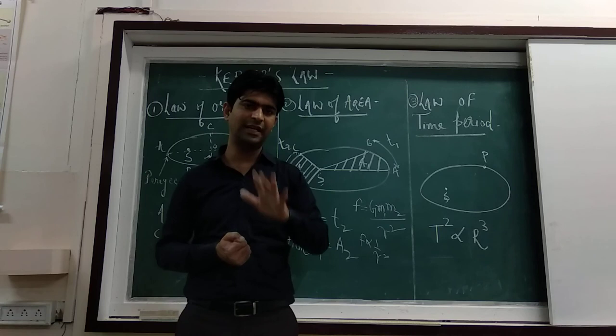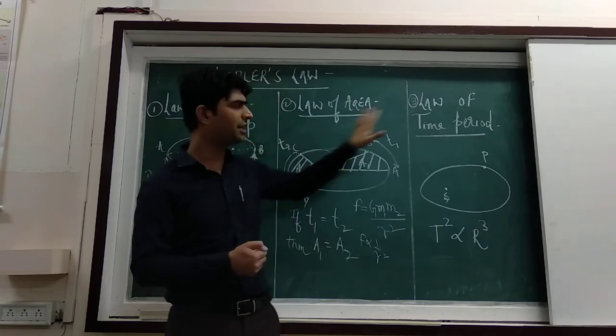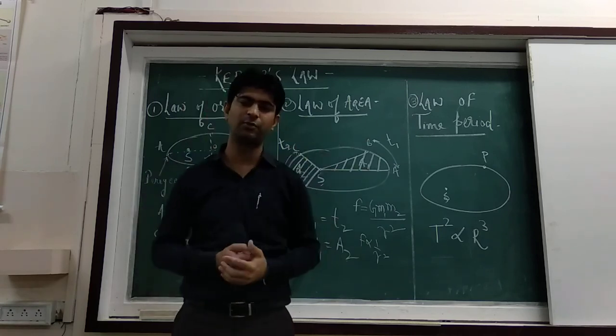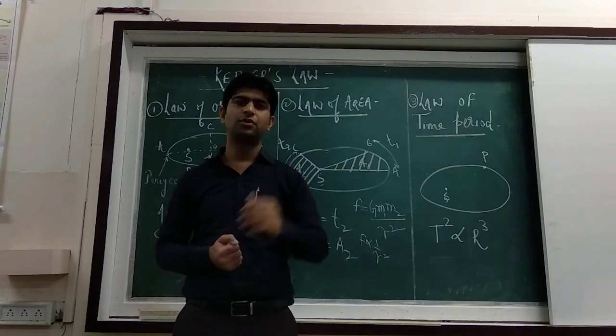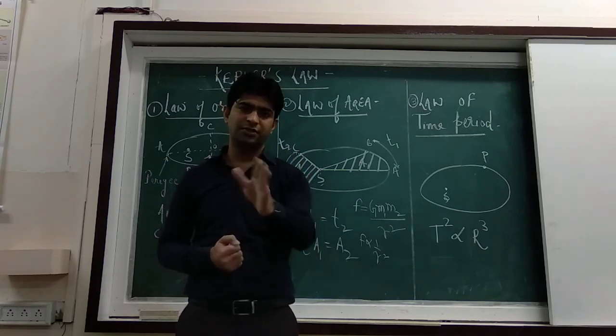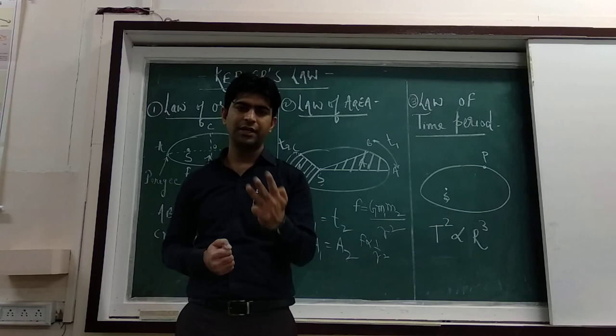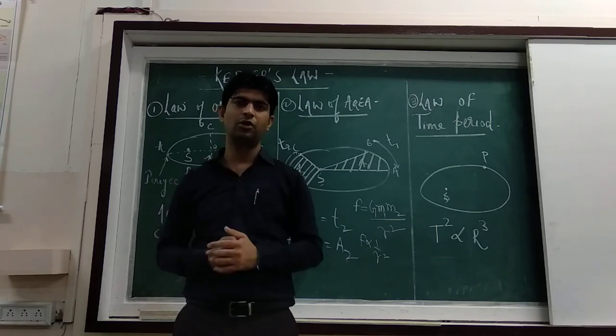In class 11, the derivational part is also there for the law of area and the law of time period. Maybe in the next class we will prove that also. So just recall it once again. Three laws are there: law of orbit, law of area, law of time period.